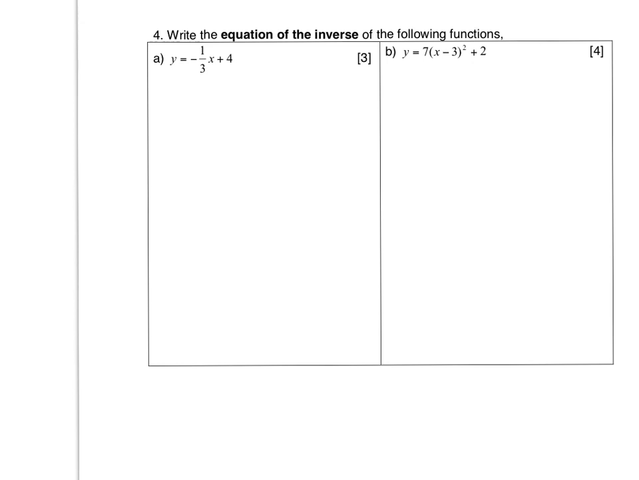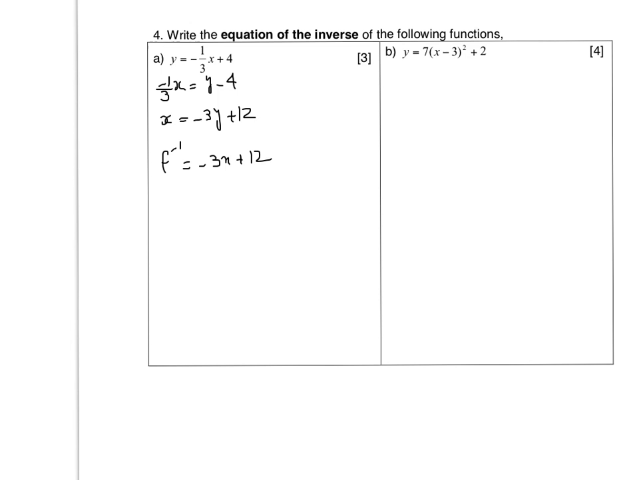The last question is to find the inverse of the following equations. The first one is y is equal to negative 1 over 3 x plus 4. I'm going to isolate x by moving 4, so I get negative 3x is equal to y minus 4. I multiply both sides by negative 3 to get rid of the 3 and also the negative, so I get x is equal to negative 3y plus 12. And that's it. Since I isolated x, now I can write f inverse is negative 3x plus 12. We just substitute x with f inverse and y with x.